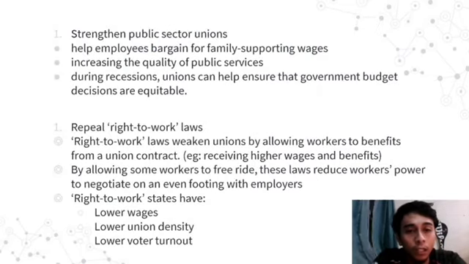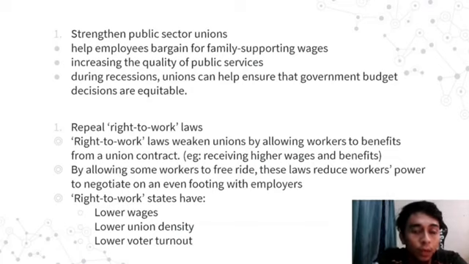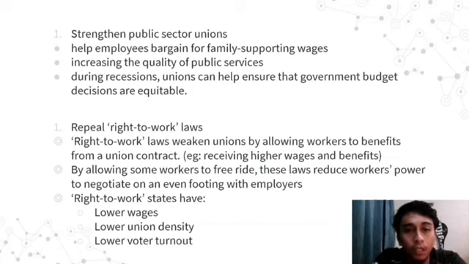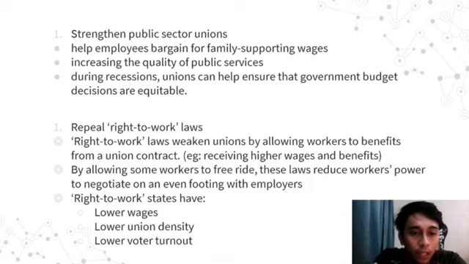So for the government, the ways to avoid it: the first is to strengthen public sector unions. It will help the employees bargain for a family-supporting wage, and it will increase the quality of public service. During a recession, unions can help ensure that government budget decisions are equitable. The second one is to repeal right-to-work laws. Government needs to repeal right-to-work laws because these laws weaken unions by allowing workers to benefit from a union contract.